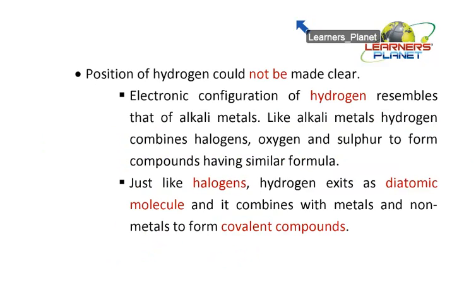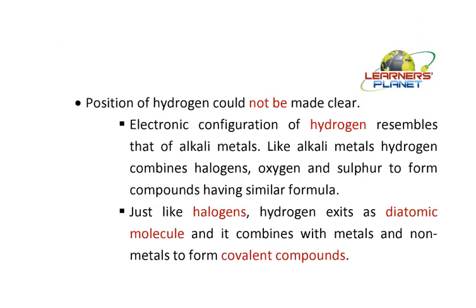Well, let's take up a few more anomalies, like the position of hydrogen could not be made clear. If you remember the periodic table when I was discussing, he gave two positions to the hydrogen atom. One is the first and the other one was 7. So he gave two places to hydrogen. The electronic configuration of hydrogen resembles that of alkali metals. Like alkali metals, hydrogen combines with halogens, oxygen and sulfur to form compounds having similar formula.